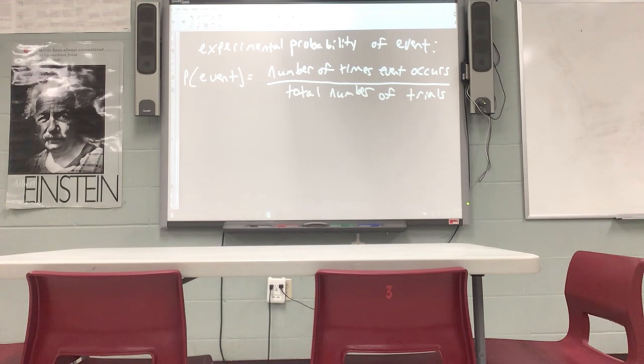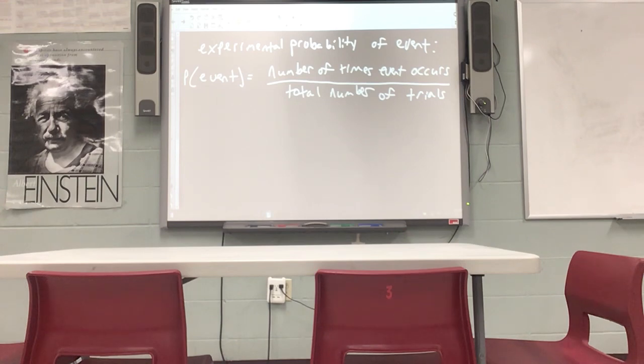So there are three different types of probability. On that formula there on the top of the page, I wrote experimental probability, but that formula will actually work both if it's experimental or theoretical. So the third type is simulation.